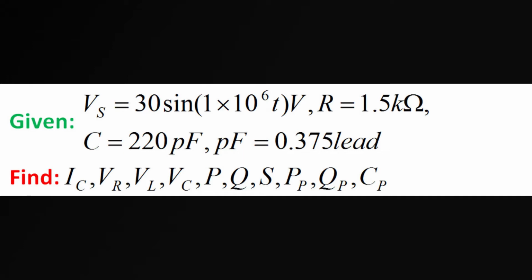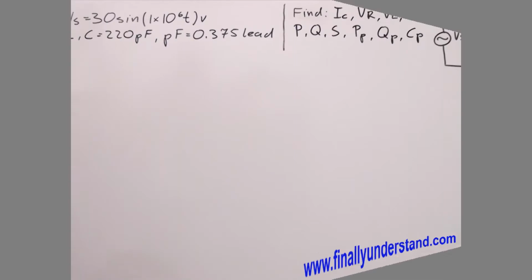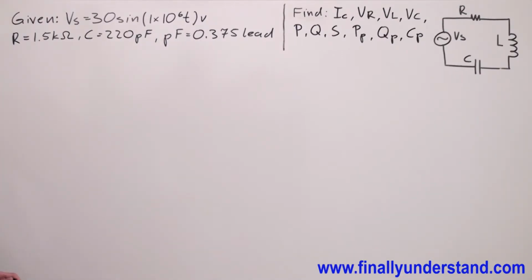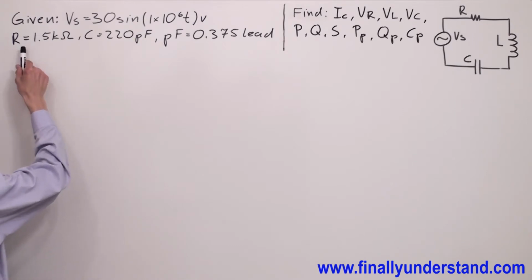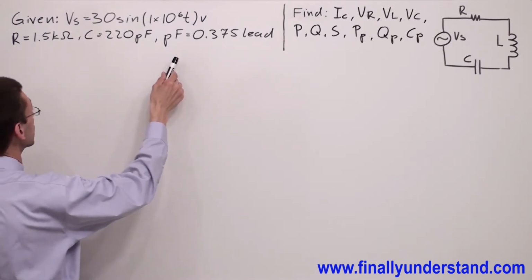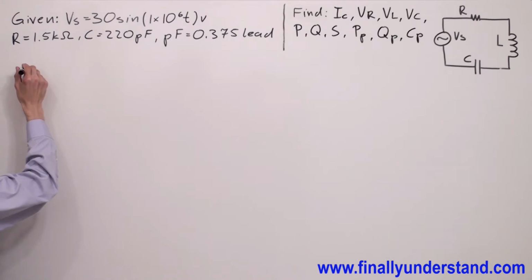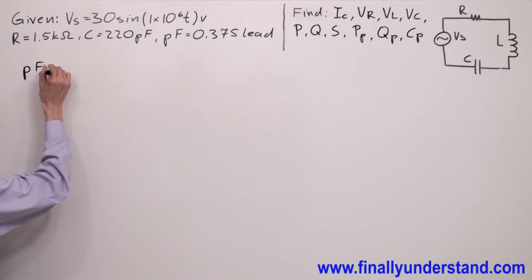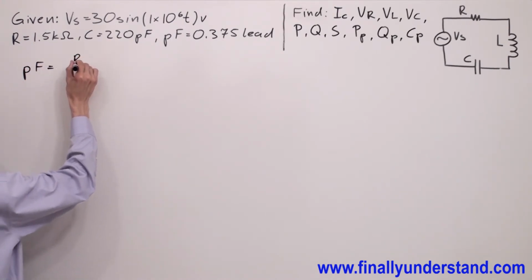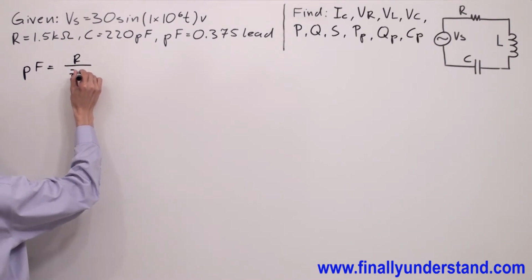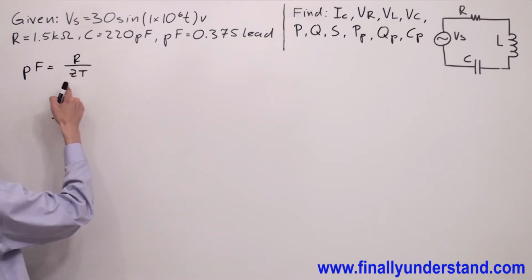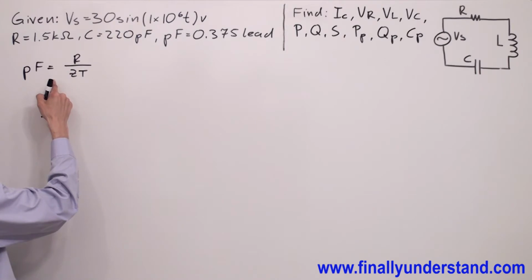Let's take a look at this example. I will start solving this problem from finding Z total. Why? Because I have given resistance and I have given power factor. The formula for power factor says power factor is equal to R over Z total. I can solve Z total from this formula.